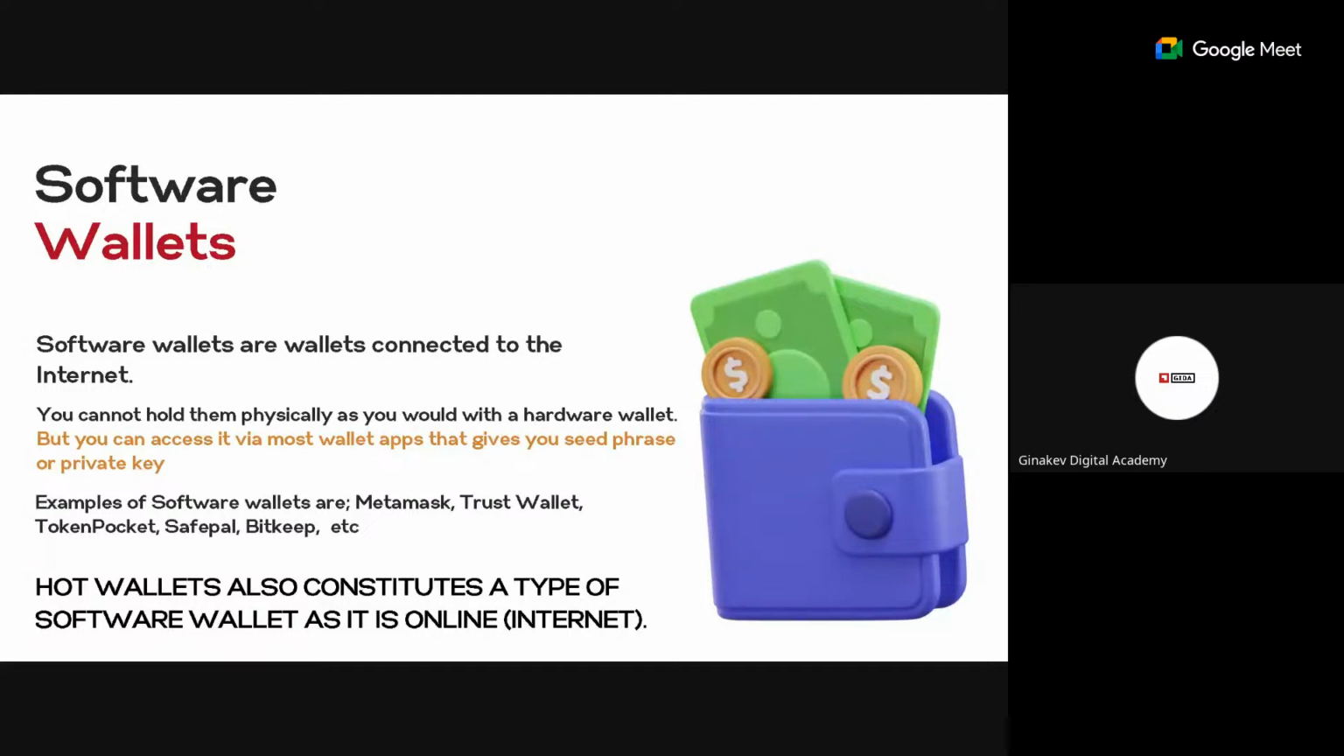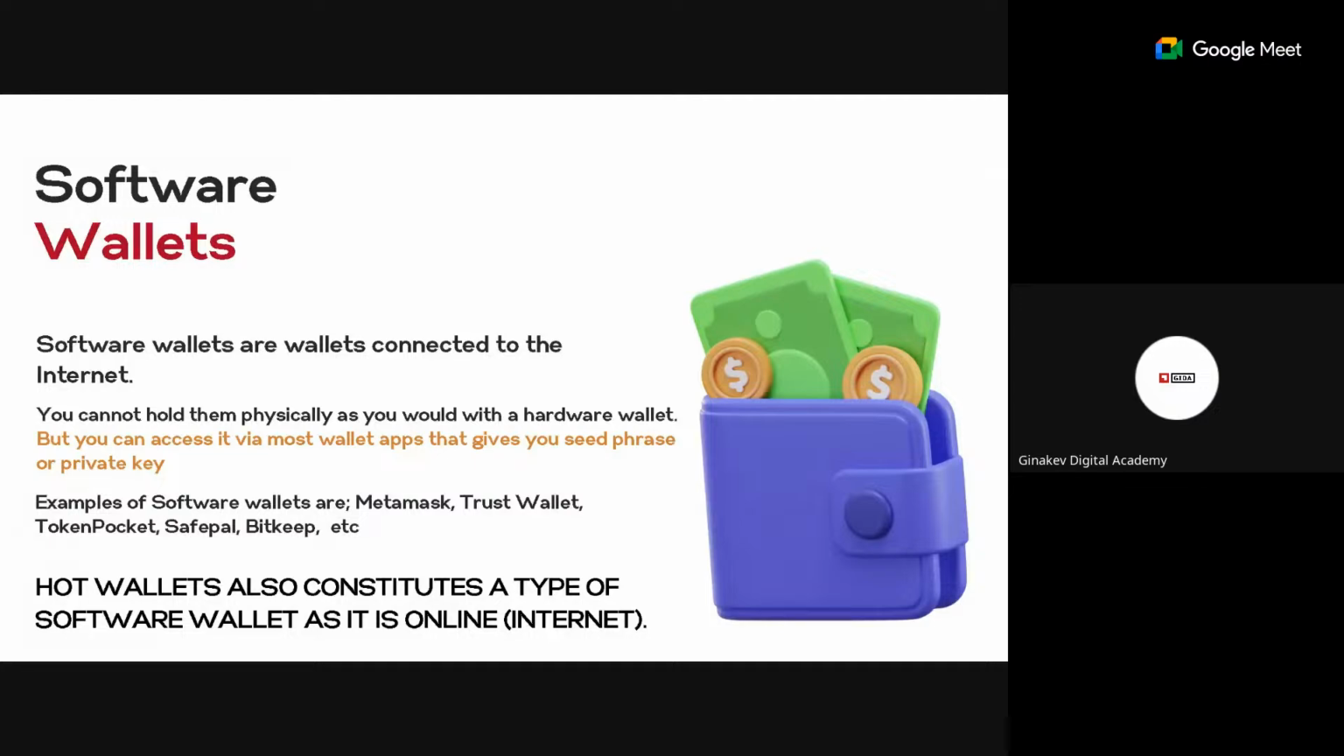You cannot touch these ones; they are not physical, right? But you can access them via a lot of wallet apps, and they give you a seed phrase or private key. Examples of software wallets are MetaMask, Trust Wallet, and Solflare. For those of you writing, the examples are not here, but I have a couple of wallets I want you to go and check out.